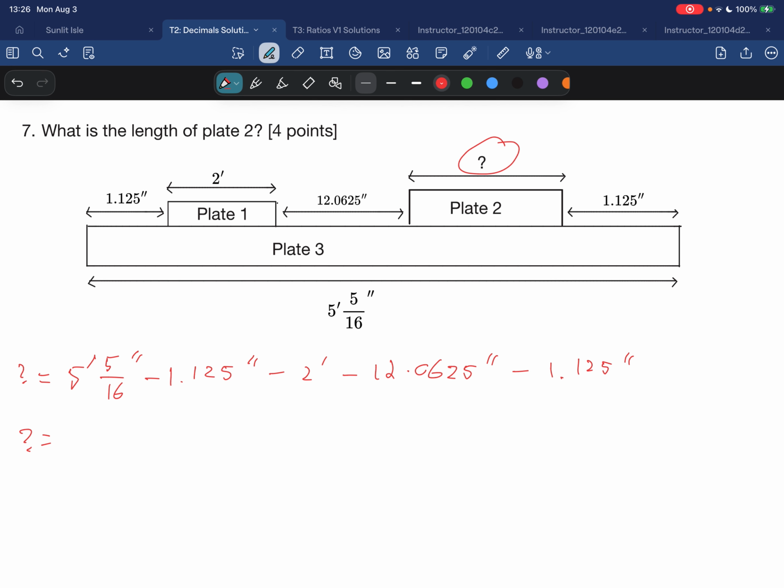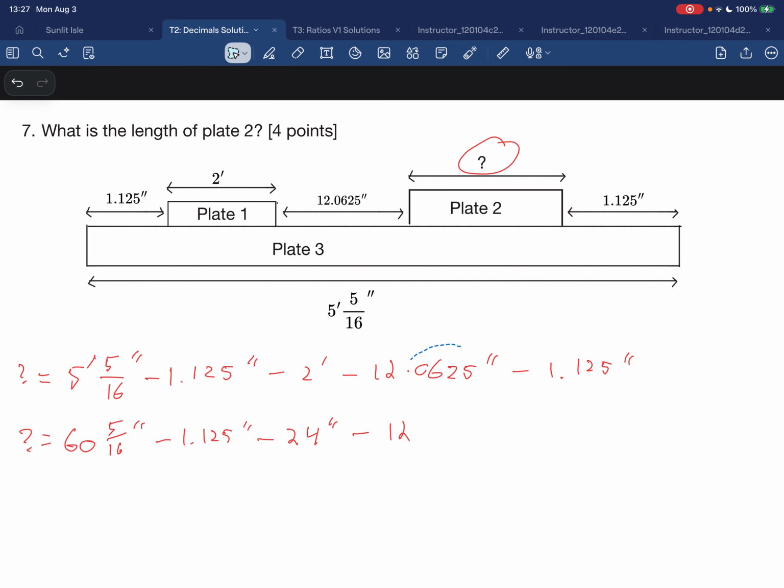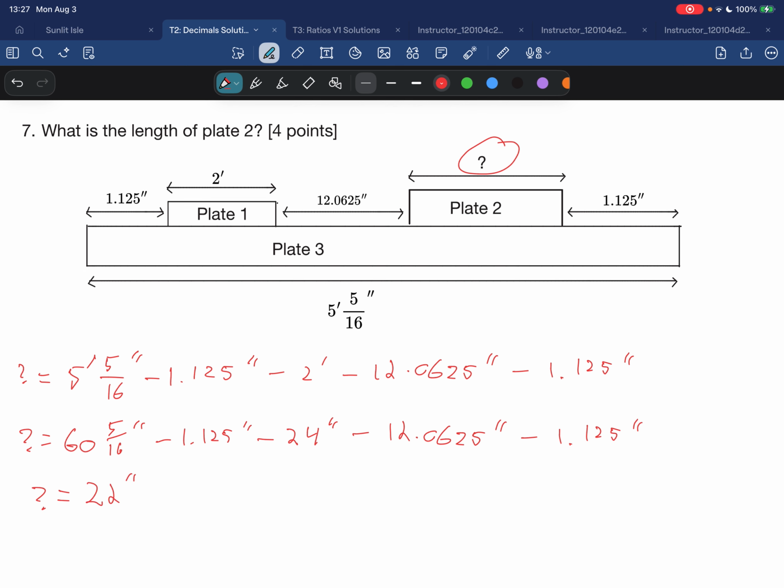So here I have 5 foot. That's going to be 60 inches. The 5/16 was told that it's already in inches. So there we go. Now the whole thing's in inches. Minus 1.125 inches. That's the same. Minus 2 feet, which is 24 inches. And the rest of this is the same. Great. Punch this all in a calculator. And you get exactly 22 inches.